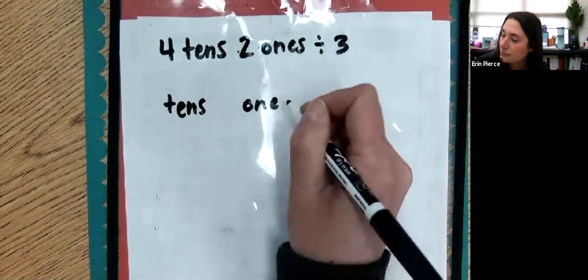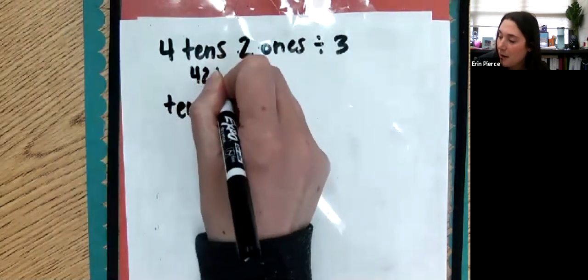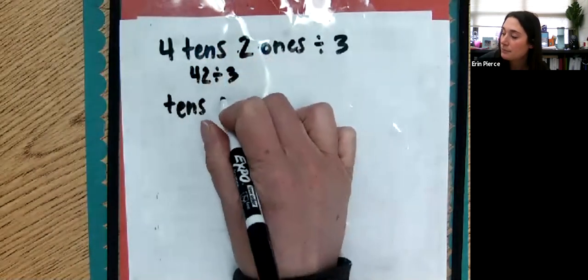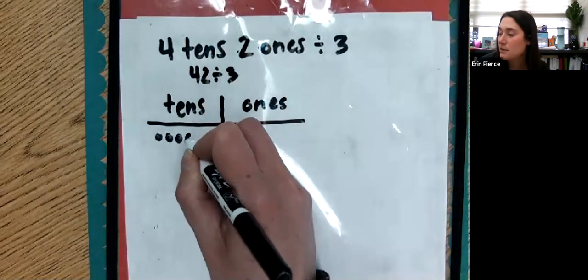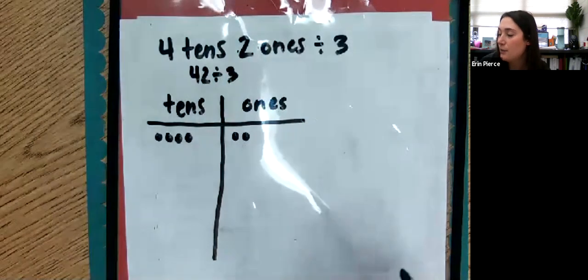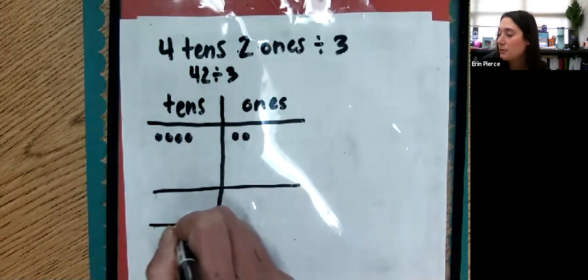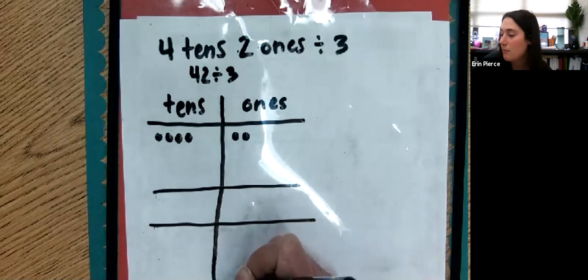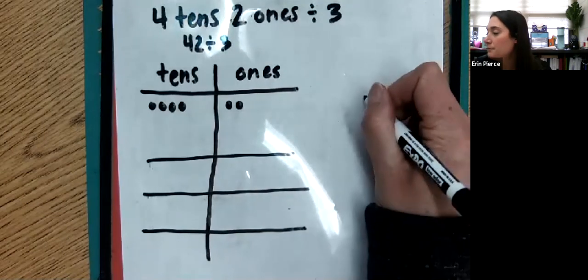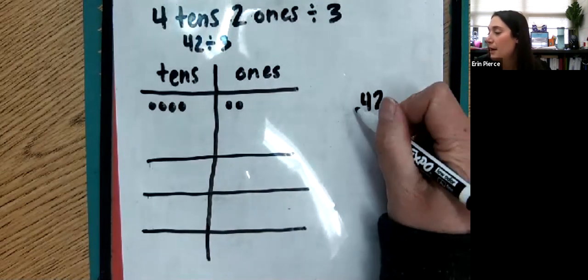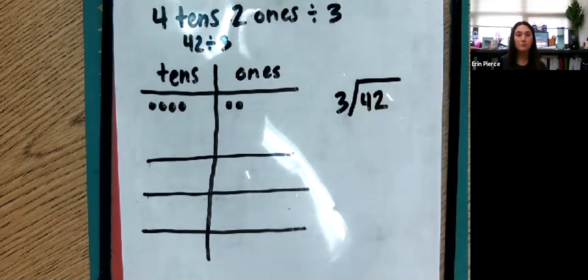So tens, ones, that's really 42 divided by 3. Tens and ones, 4 tens, 2 ones, and we're doing 3 groups. And then I have 42 divided by 3. I don't want to start until you have all of that on your board.